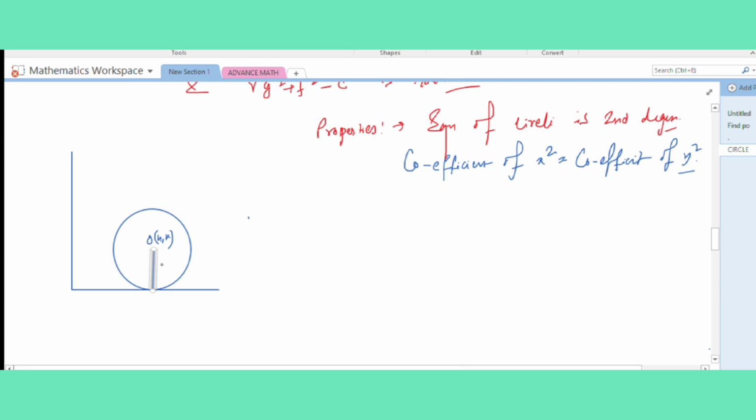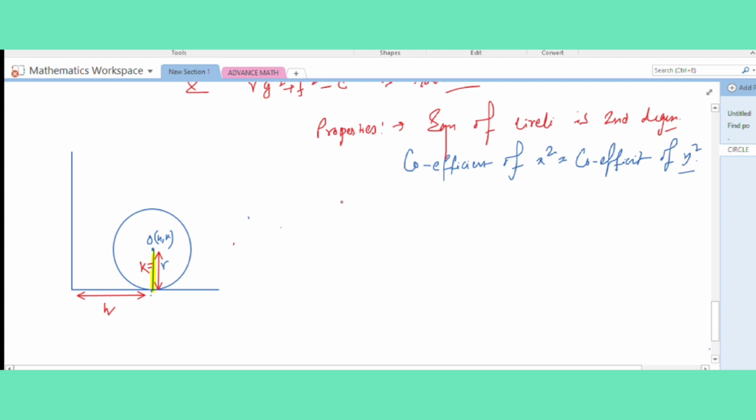and radius r, now you tell me, if O has the coordinates (h, k), then what will be this length here? This length definitely equals k. So here k equals r, because this portion represents h and this portion represents k, and this represents the radius. So k equals r here.